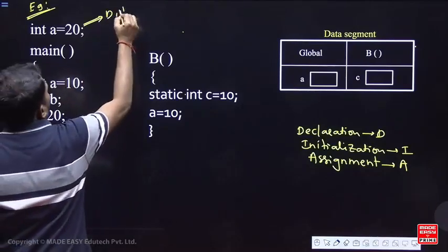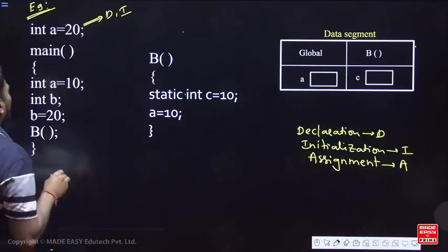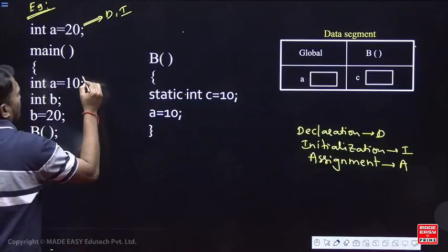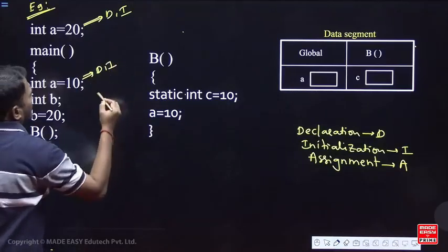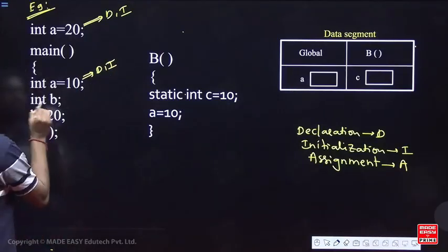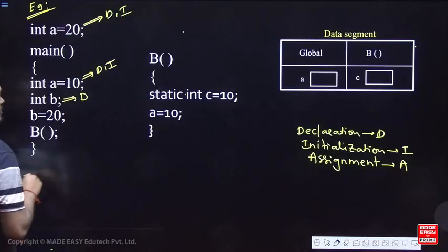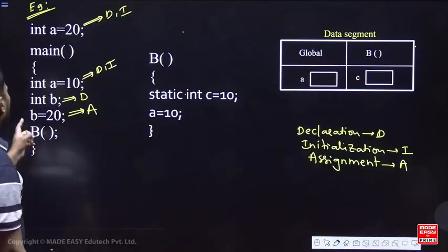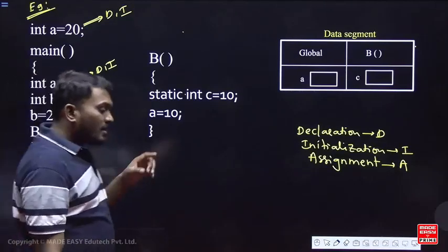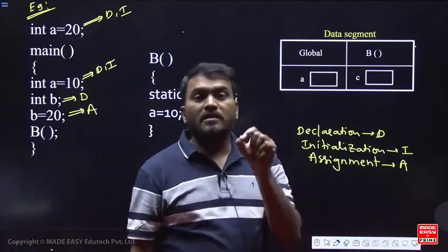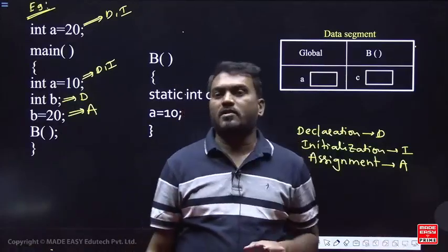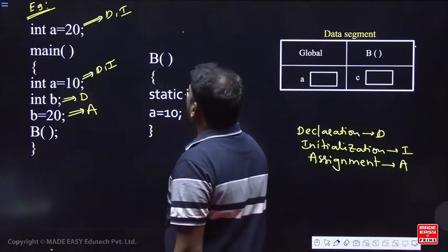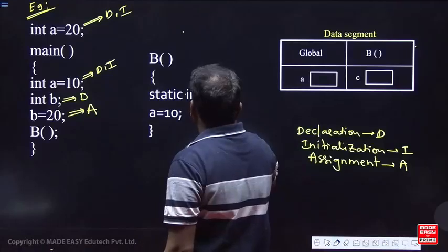So this is both declaration and initialization. Next, you have int main, and inside main, integer a equal to 10. This is both declaration and initialization. And integer b is only a declaration. And b equal to 20 is called an assignment. If it is there along with the declaration, then that is called an initialization. So this is just a declaration and this is called an assignment. And next, you have static integer c equal to 10.